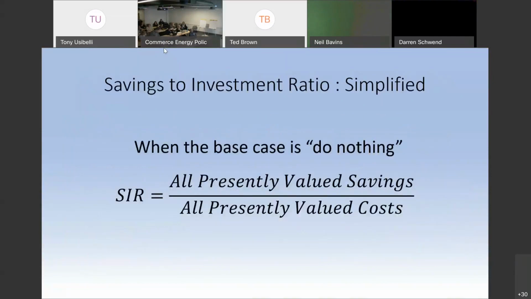While that can be very complicated because they're talking about these alternatives, again, we talked about the base case is generally do nothing, especially on a single measure. And so if the base case is do nothing, which will be a lot of the situations, then the savings to investment ratio can more simply be defined as just all the presently valued savings divided by all the presently valued costs. Does that make sense to everyone about what the savings to investment ratio is? Any questions on savings to investment ratio? This is important to the bill. I just must not be so clear with the way I'm explaining this.